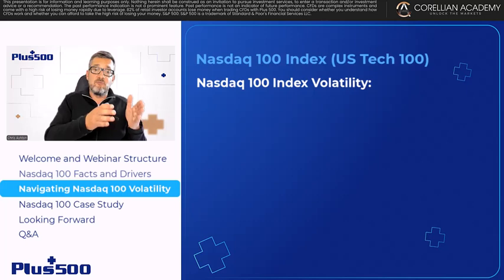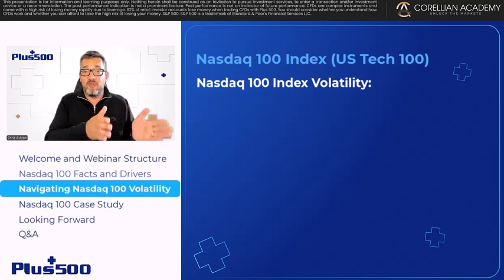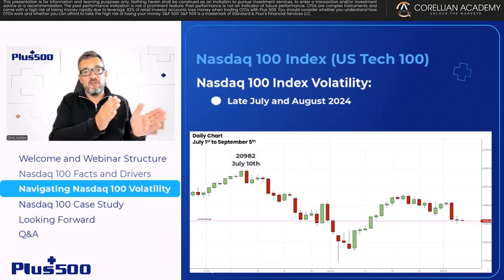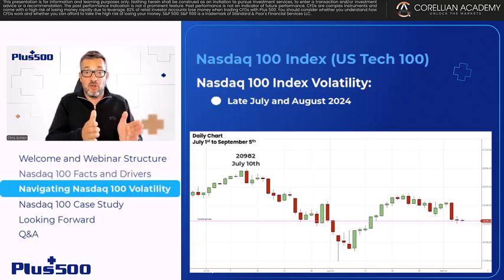Now, the best and recent example showcasing how this volatility can hit at any time is at the end of July and start of August. If we look at the Plus500 chart for this period, the Nasdaq 100 index had only just hit another all-time high at 20,982 on July the 10th.